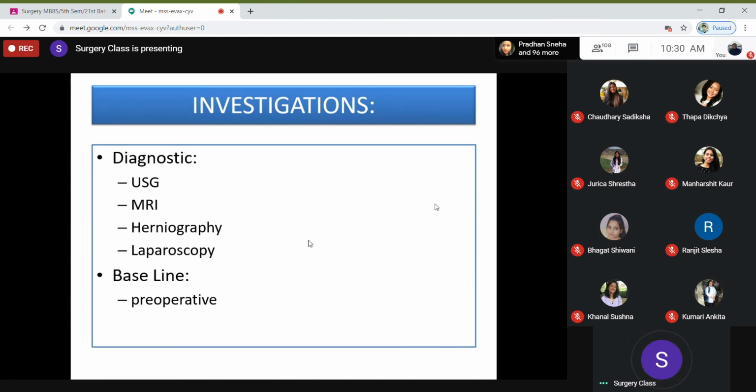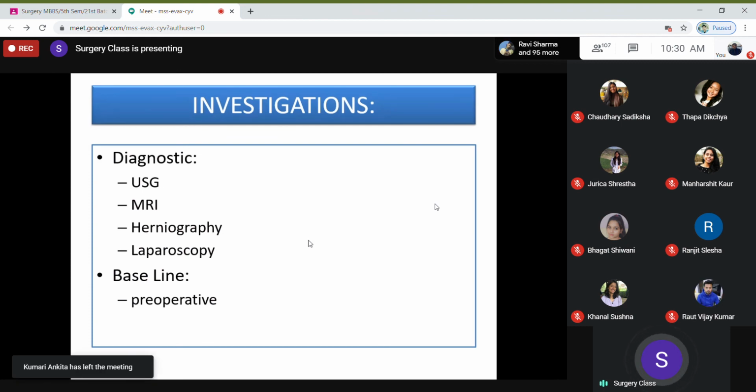Herniography is an old standard investigation. Previously, we didn't have ultrasound or MRI. What they used to do was push dye into the abdominal cavity and ask the patient to lie down towards the site of the hernia. All that dye goes and collects in the hernial sac, and they take an X-ray and see the hernia site, which is known as herniography. It's not done nowadays, just historical now.